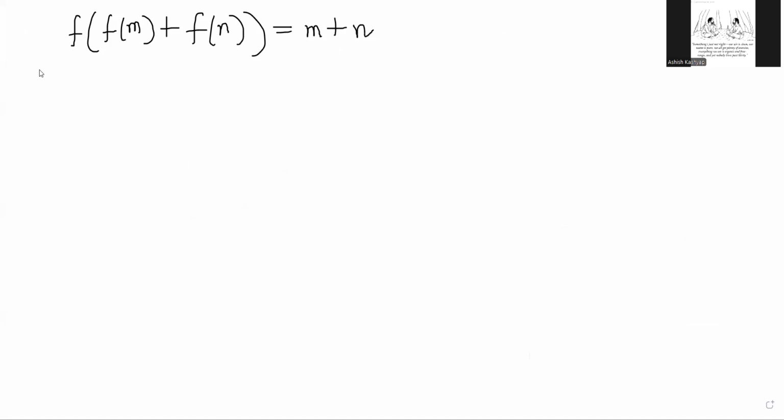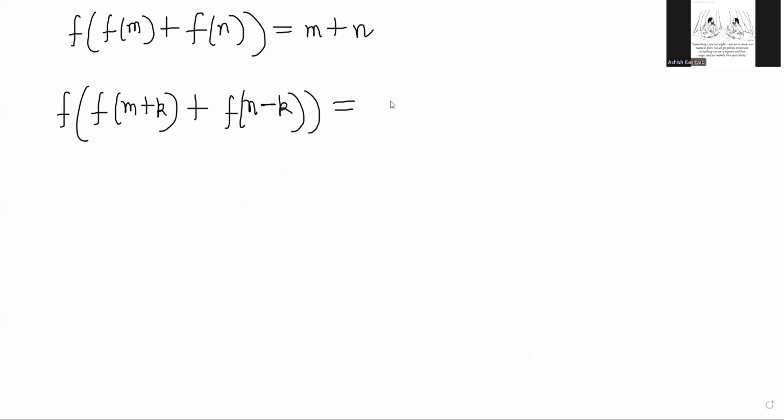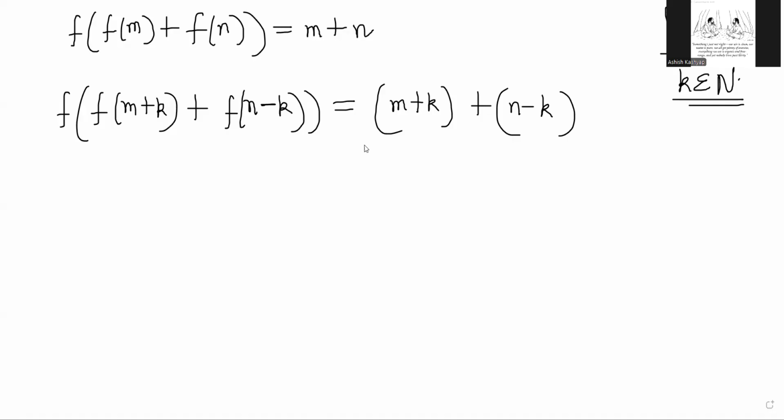So I want to create a similar identity here. What I will do is replace m with m plus k, where k is a natural number, and I will do n minus k, right? And I am getting m plus k plus n minus k here. As long as k is less than n and k belongs to the natural numbers, this condition is valid. I have replaced m with m plus k and n with n minus k, right?